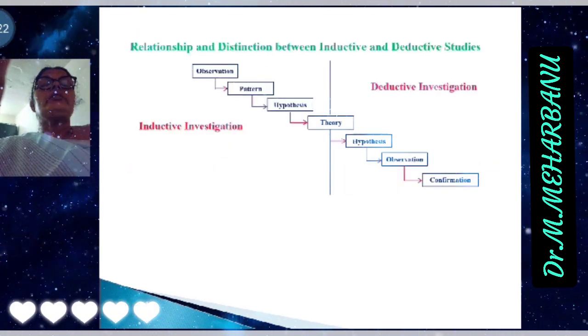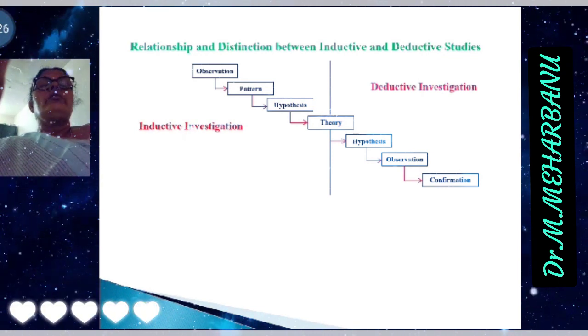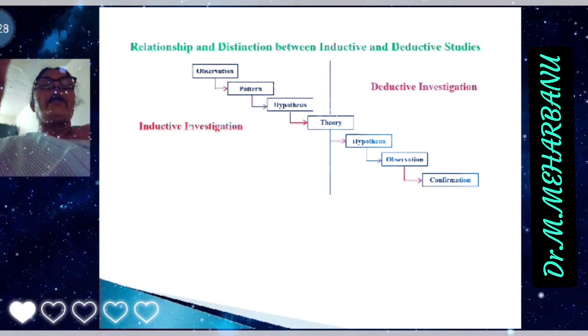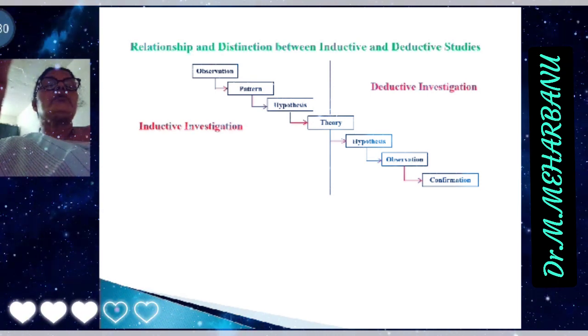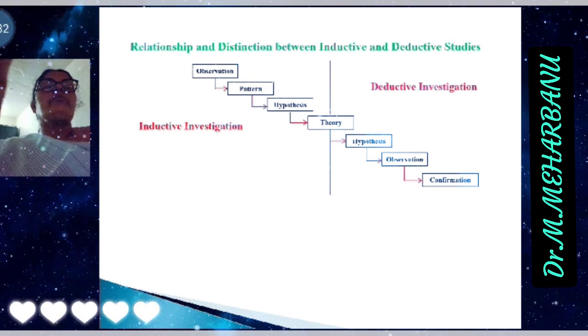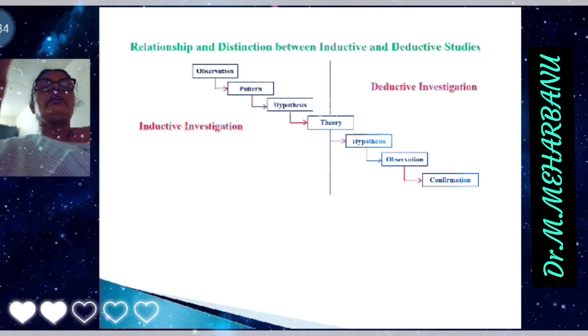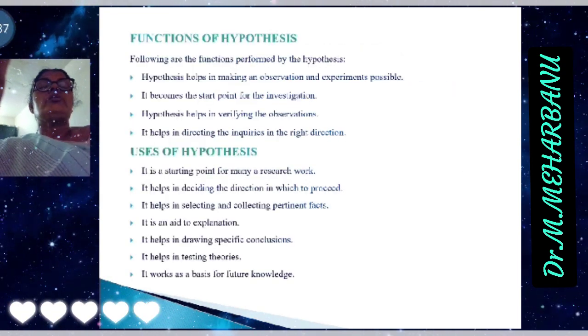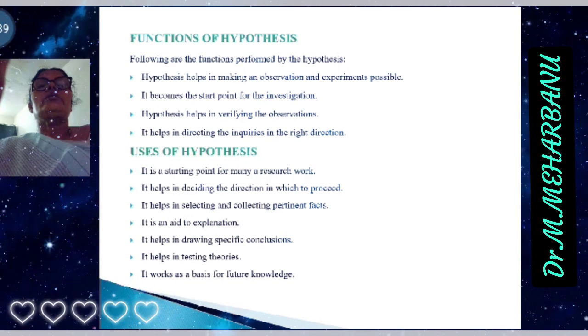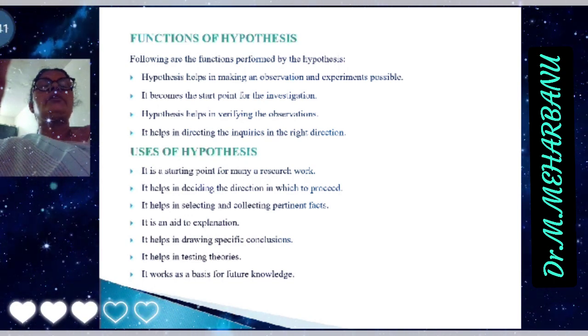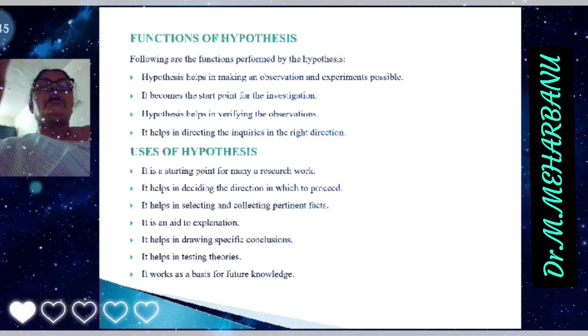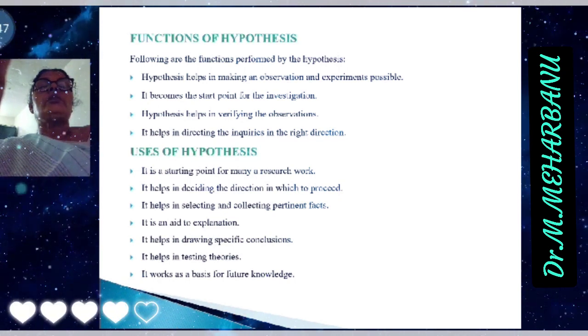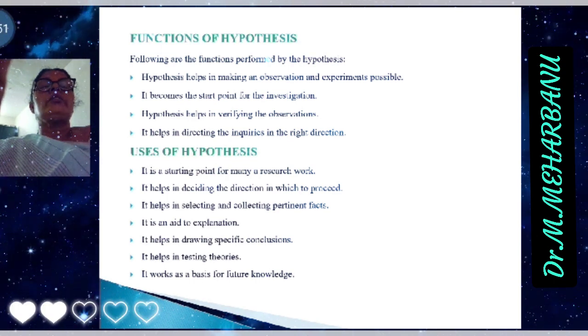The relationship and distinction between inductive and deductive studies are: observation, then pattern and hypothesis, theory; and hypothesis, observation, and confirmation. These are the stages for deductive and inductive investigation. Functions of hypothesis. Hypothesis helps in making observation and experiment possible. It becomes the starting point for the investigation. Hypothesis helps in verifying the observations. It helps in directing the inquiries in the right direction.